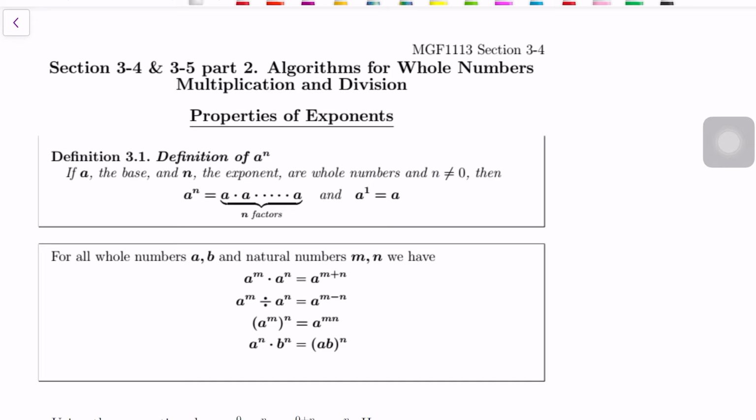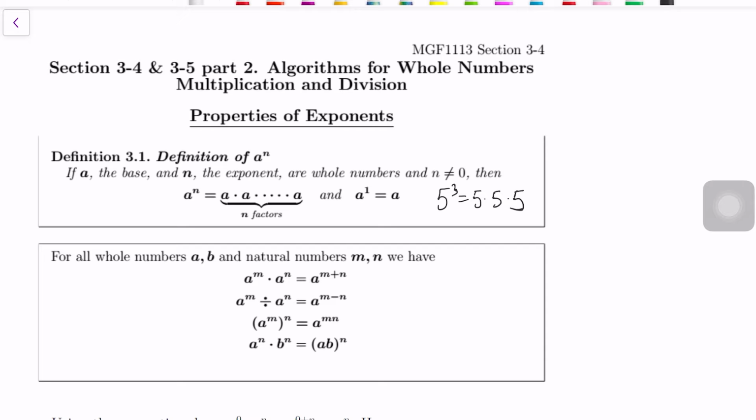So a to the power n is a times a times a, basically a multiplied by itself n times. So we have n factors of a. A is here called the base and n is the exponent. And a to the power 1 is just a. Okay, so we have this. Now let's look at the rules. Maybe before we move on, examples. So 5 to the power 3 would be 5 times 5 times 5, right? 3 factors of 5, where 5 is the base and 3 is the exponent.